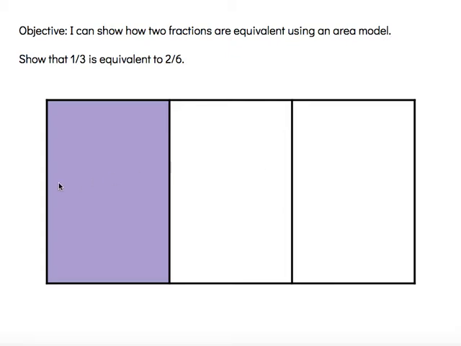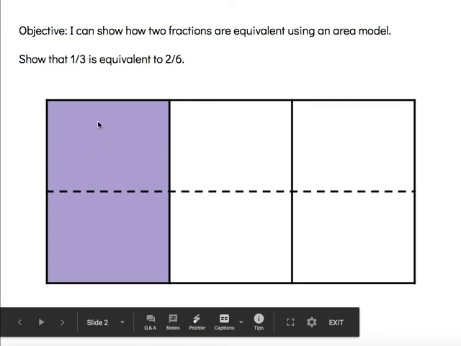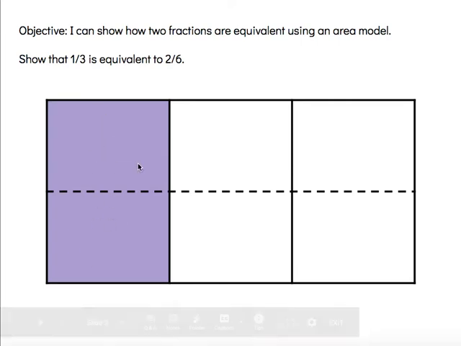Well, I can do that by drawing a horizontal line across my fraction or my area model. So when I do this, I've not changed the size of my area model, but I have changed the size of the pieces that are inside. So I can see right here that this 1/3 is now, if I count these up, 1, 2, 3, 4, 5, 6 pieces of the same size. 1/3 is now 2/6. So those are equivalent.